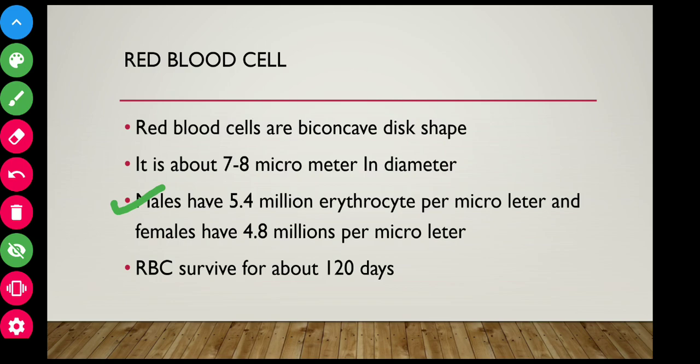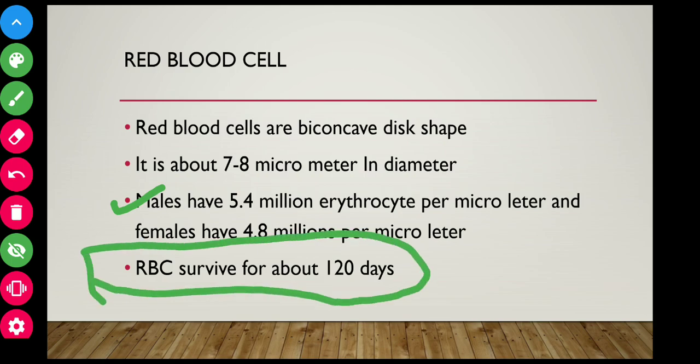And these red blood cells will survive up to 120 days within the body itself. Suppose we take blood out of the body for any kind of diagnostic test and keep it in a test tube, this RBC lifespan will be 3 to 4 weeks.